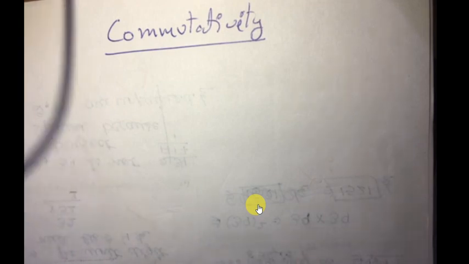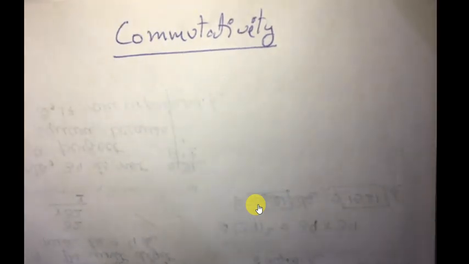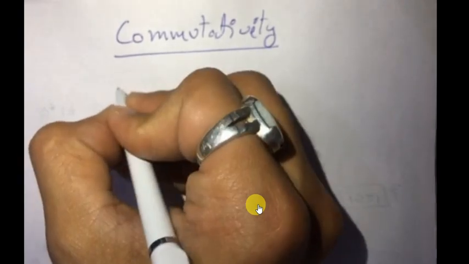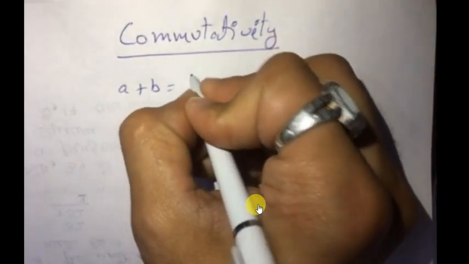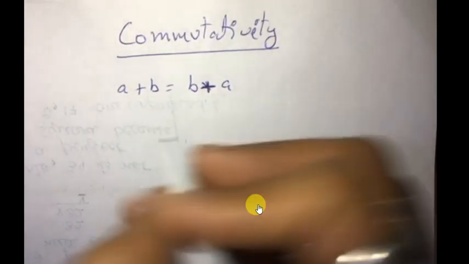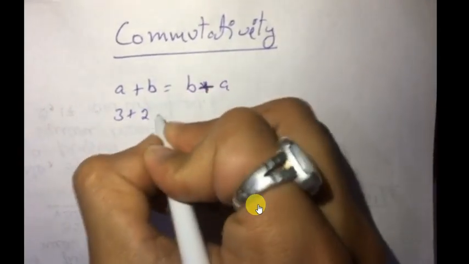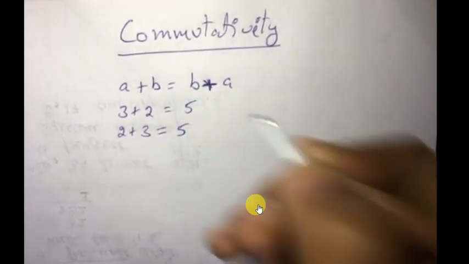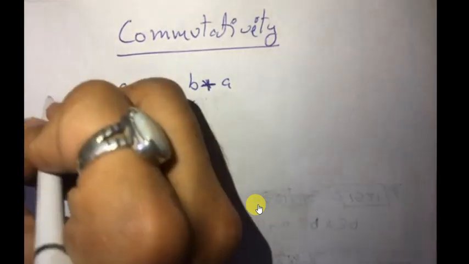Now we will study the next property, that is commutativity of all these types of numbers. So what is the commutative property? Commutative property states that if any number A is added to B, it gives the same result as B added to A. Let's say 3 plus 2 is 5. Similarly 2 plus 3 will be 5. Okay, this is for addition.